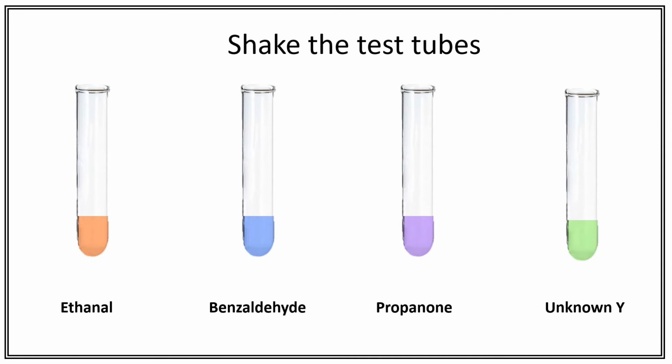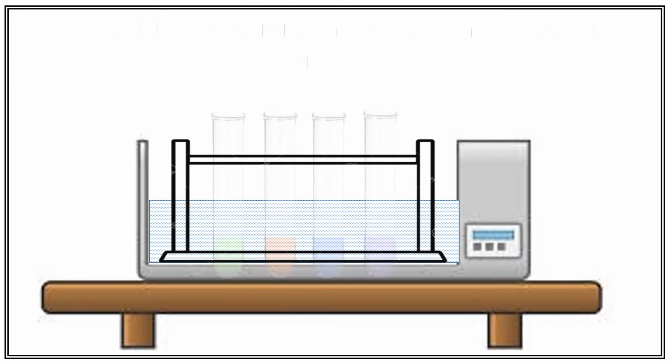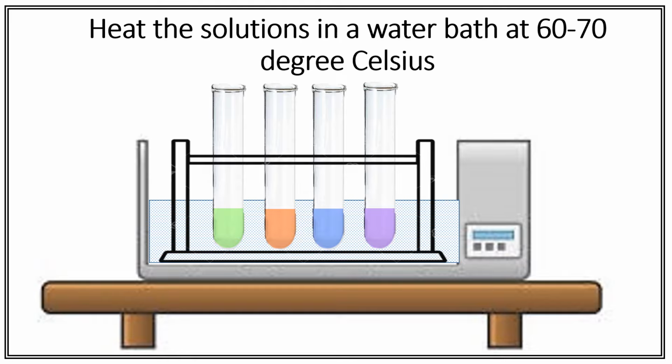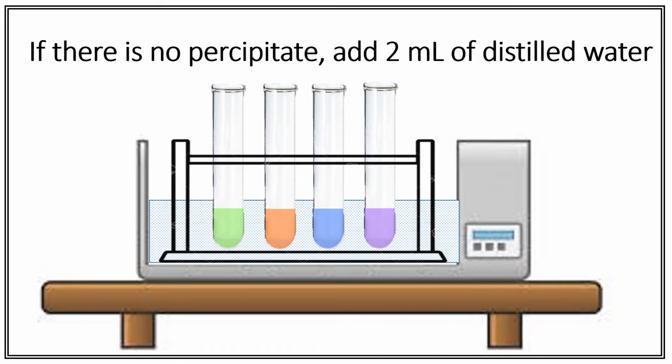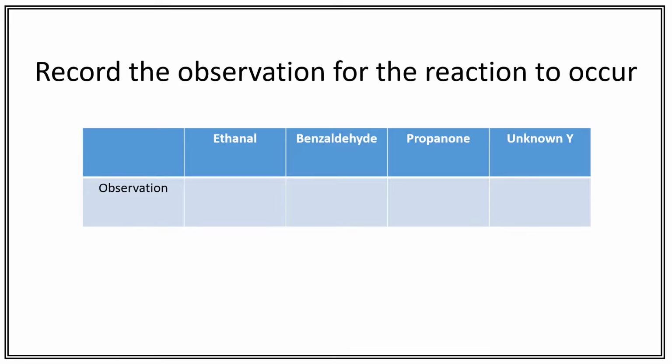Shake the test tubes. Heat the solutions in a water bath at 60 to 70 degrees Celsius. Observe the formation of a precipitate. If there is no precipitate, add 2 ml of distilled water. Record the observation for the reaction to occur.